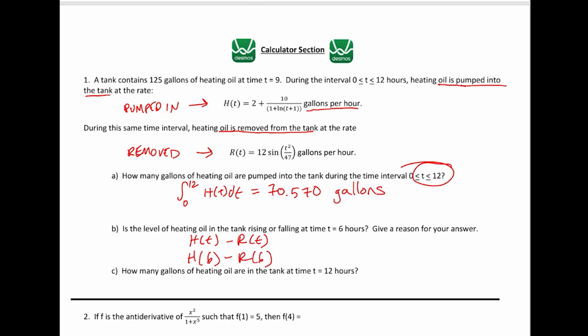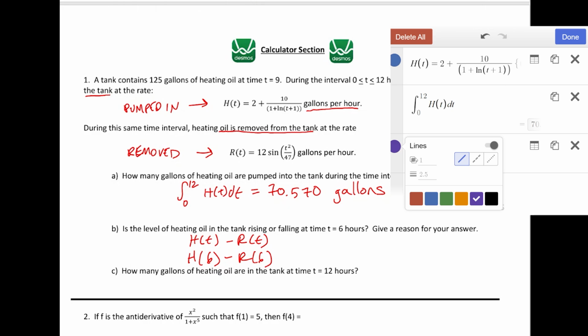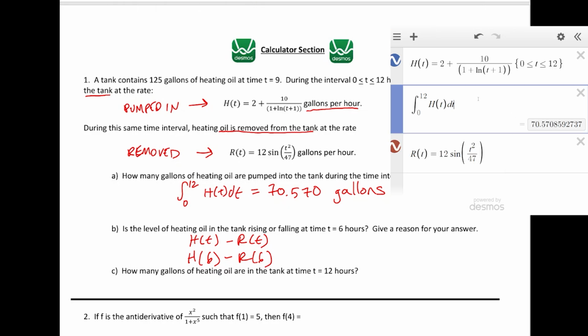And I'm going to start typing this in. This is the first one where we have to reference function r. So I'll go ahead and type that in. r of t is 12 sine of t squared over 47. Yeah, that's it. And I think I'll change the color just so we can see them a little better. There we go. And let's throw on that time interval, that domain restriction.